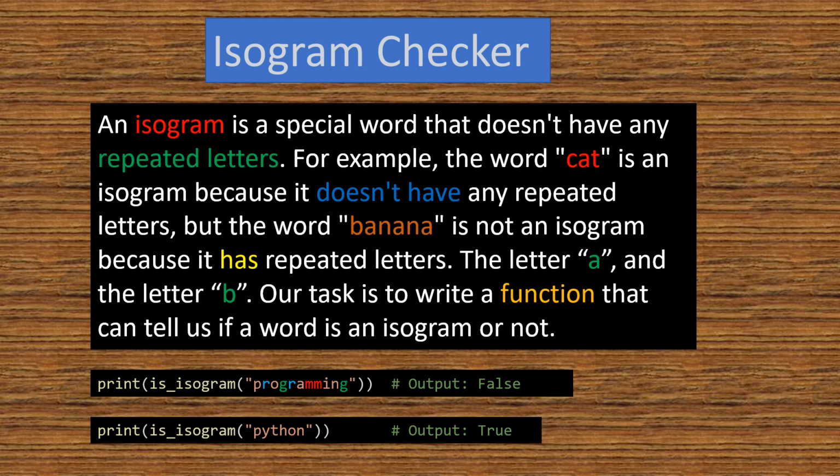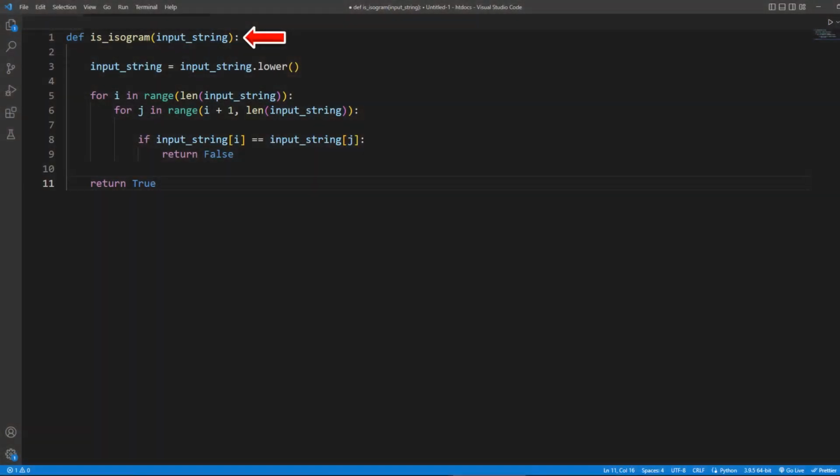Today, we're going to learn about isograms and how to check if a word is an isogram using Python. An isogram is a special word that doesn't have any repeated letters. For example, the word cat is an isogram because it doesn't have any repeated letters, but the word banana is not an isogram because it has repeated letters. Our task is to write a function that can tell us if a word is an isogram or not. So let's dive into the code.